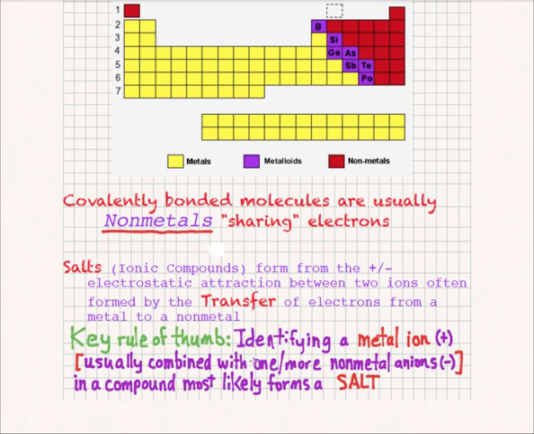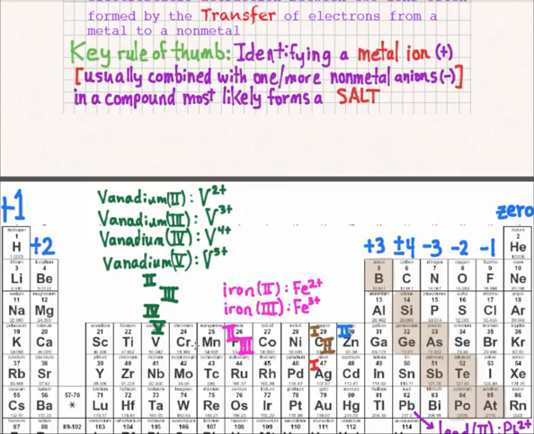Transfer of electrons. Rule of thumb: if I see a metal mentioned, and the metals are listed first in a formula for a compound, it probably has a positive ion and we can call it a salt. That's a rule of thumb. It doesn't always work, but for our purposes it almost always works.